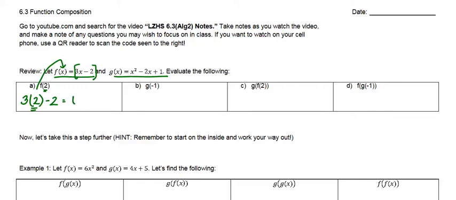Okay, so I can go ahead and evaluate. 3 times 2 is 6. 6 minus 2 gives me an answer of 4. So that is going to be our final answer.